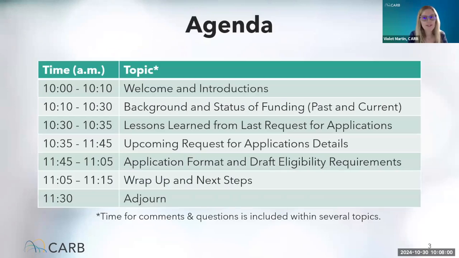So for today's topics, they include background and the status of planning and capacity building funding, both past and current. We'll also talk about lessons learned from last year's request for applications, upcoming RFA details, the application format and draft eligibility requirements. We'll also wrap up and provide some next steps.